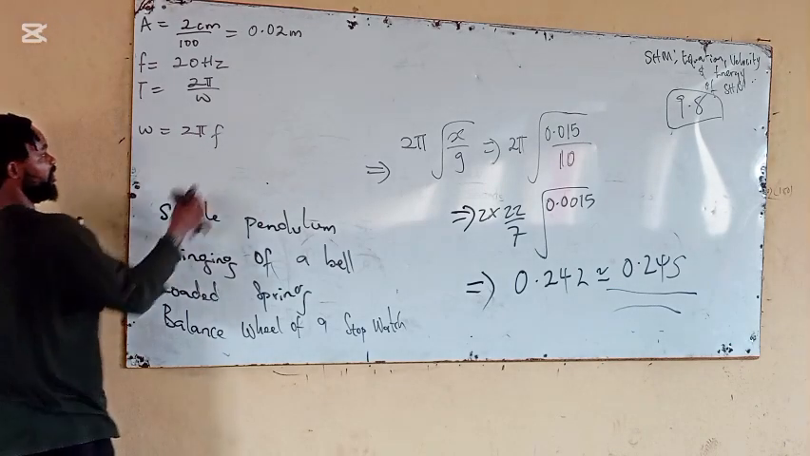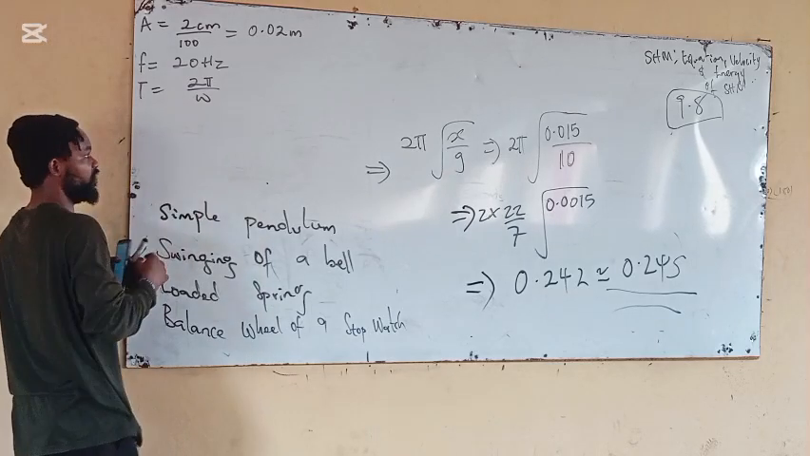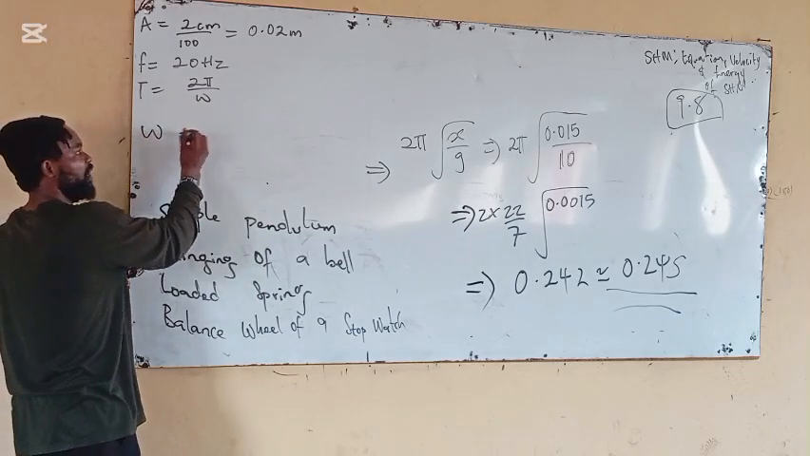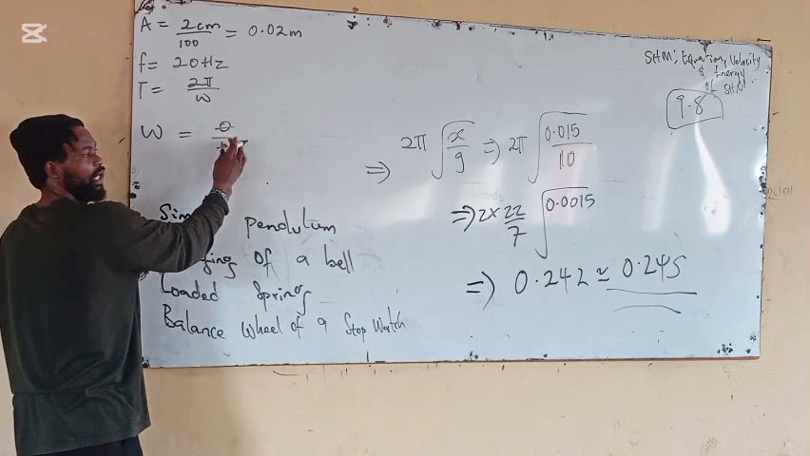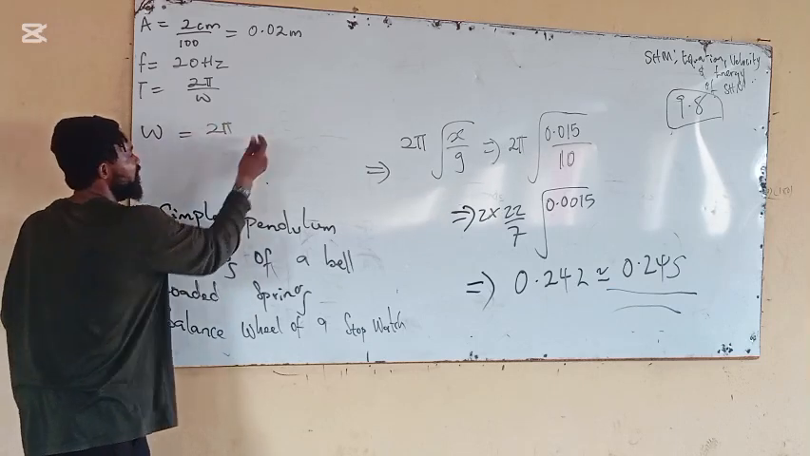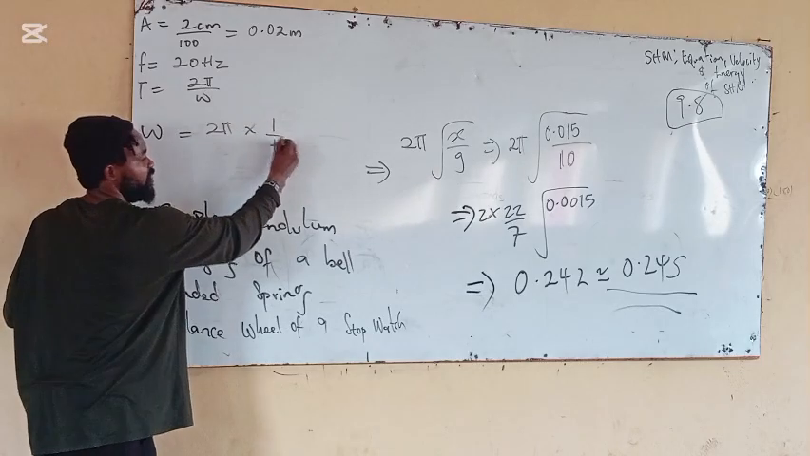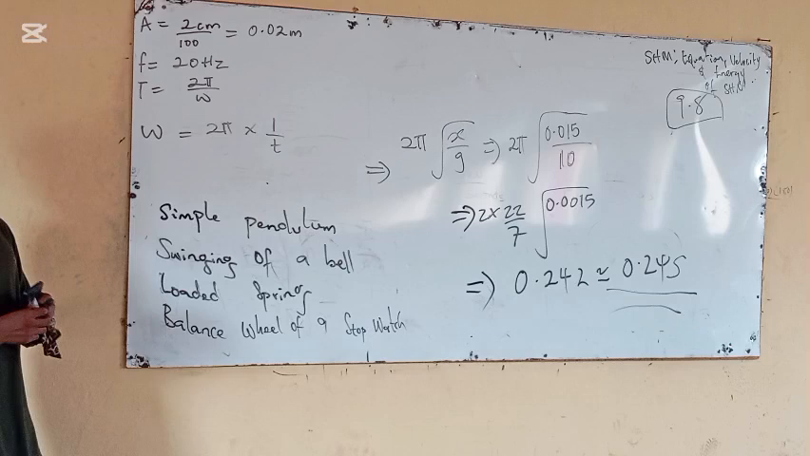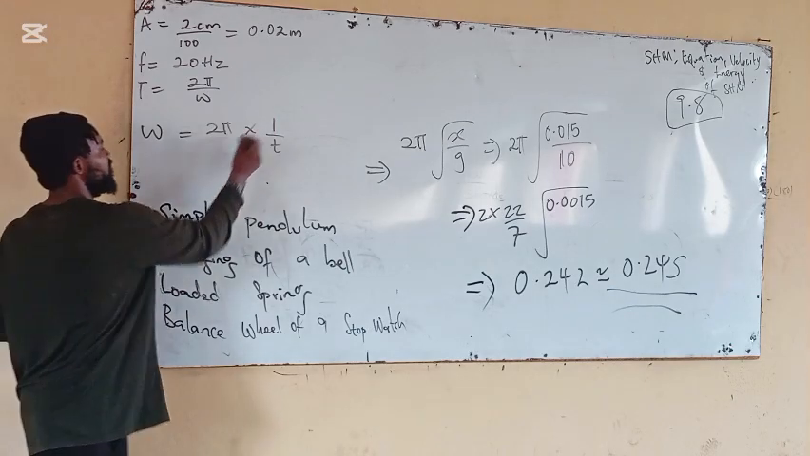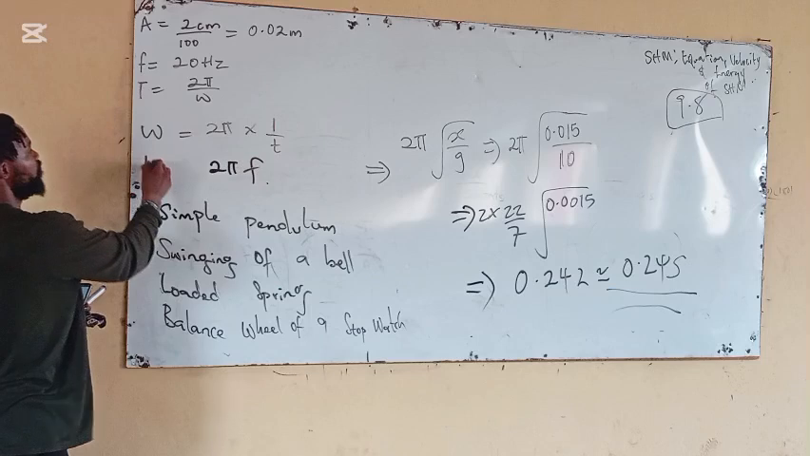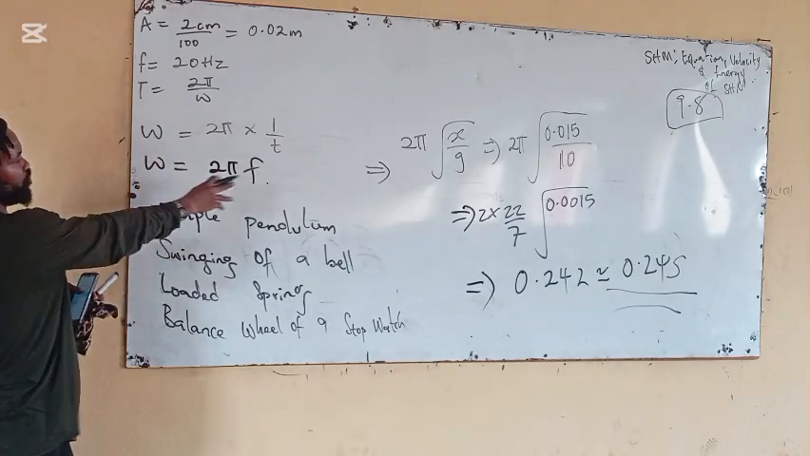If you ever forget this, what you can just say is simple. First of all, W from circular motion is theta over T, and theta is the same thing as 2 pi, so W is 2 pi over T. Anytime I have 1 over T, that is f. So I can just replace this with f, and it now becomes 2 pi f. So to get W, I use this formula.